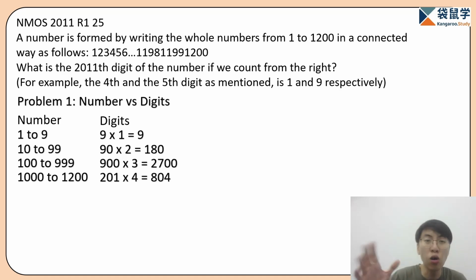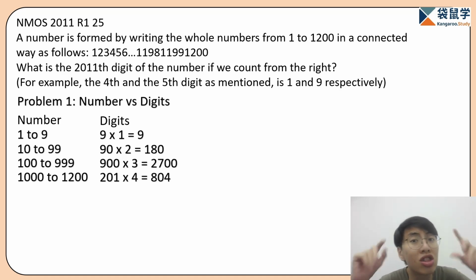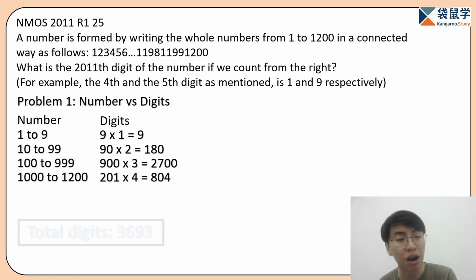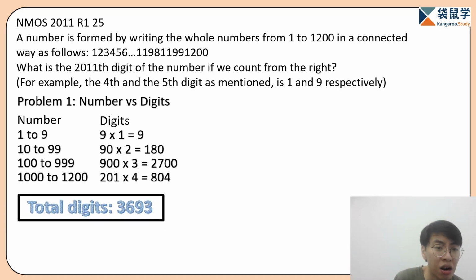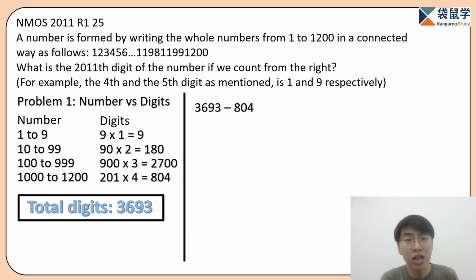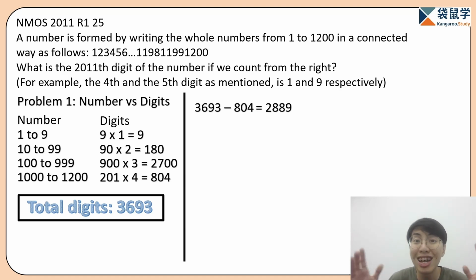We just need to find the total digits, and we are almost there. So total digits, all of them added up together, is 3693. So we're seemingly done, and now we just need to start counting, isn't that right? To start counting, we first have to subtract what? From 1000 to 1200, we know that there are a total of 804 digits. So we subtract those, and we end up with just 2889.